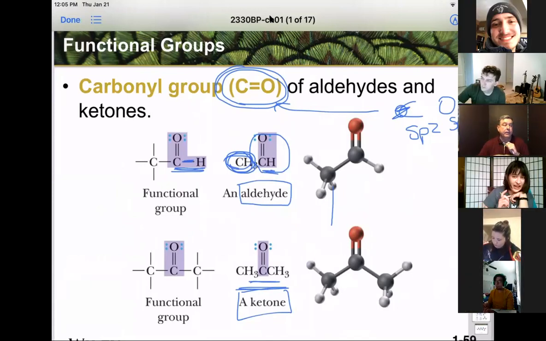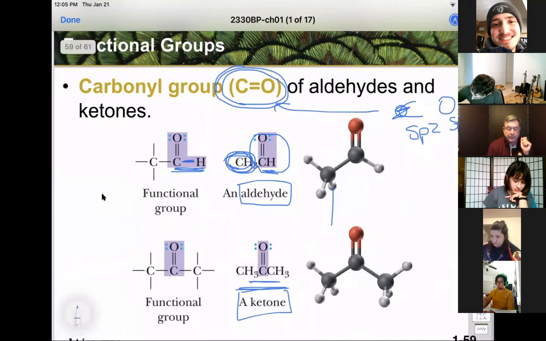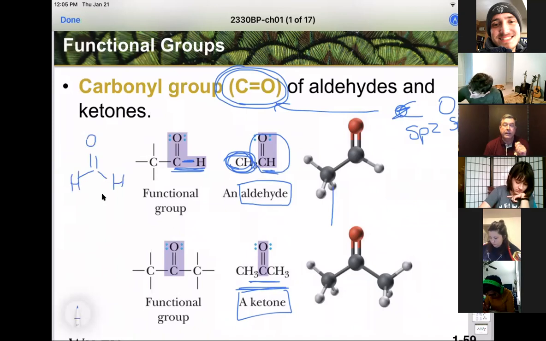I have a raised hand. So you said if the carbonyl on this slide is attached to one hydrogen, it's an aldehyde? Correct. At least one hydrogen. Because the simplest one, where we have two hydrogens on it, is still an aldehyde. That's called formaldehyde. But if there's a hydrogen on it, it's an aldehyde. If there's only carbons on it, it's a ketone.